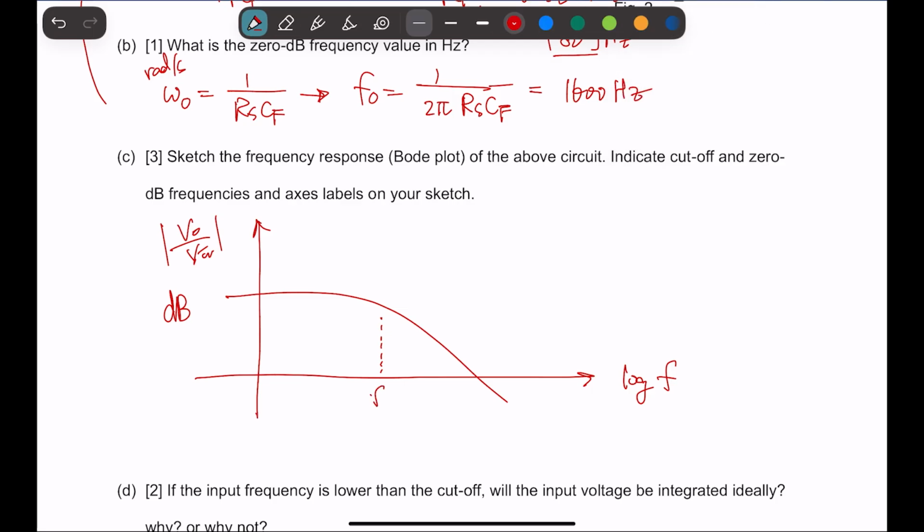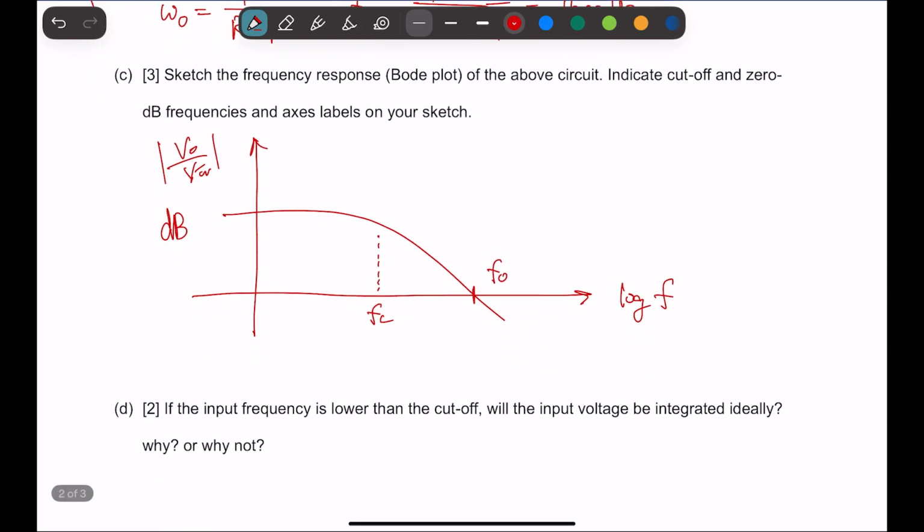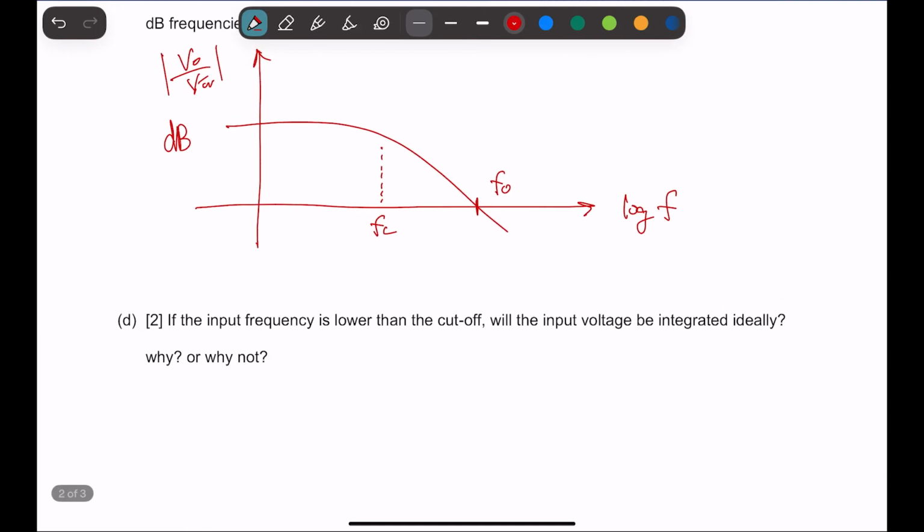It's cut off here, and you have your F0 over there. Right? And basically that's it. So that's the Bode plot of this practical integrator circuit. And then the next problem was about if the input frequency was lower than the cutoff, will the input voltage be integrated ideally or not? Why or why not?